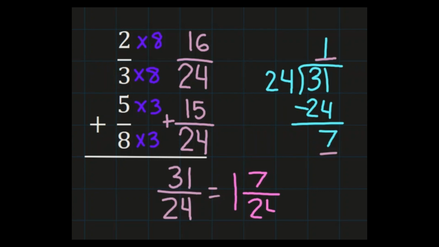I need to ask myself, can I simplify? Well, 7/24 can't be simplified. So 2/3 plus 5/8 equals 1 and 7/24.